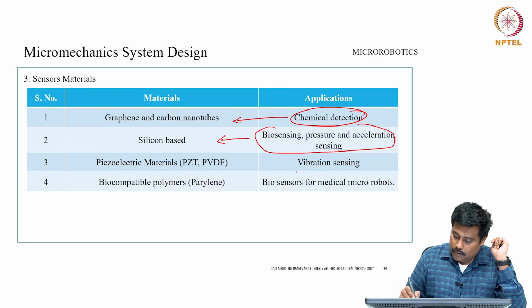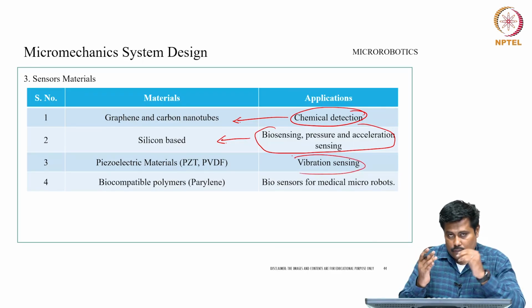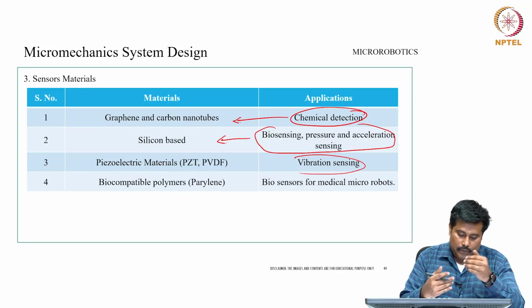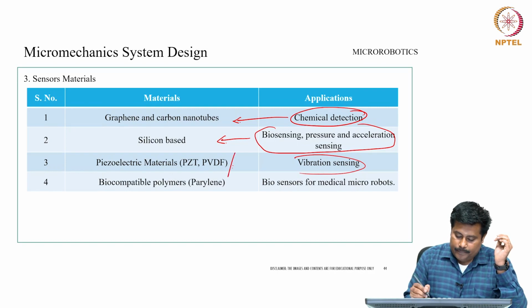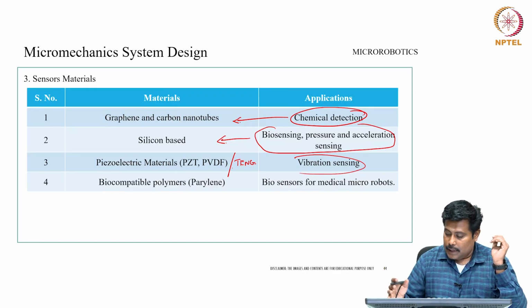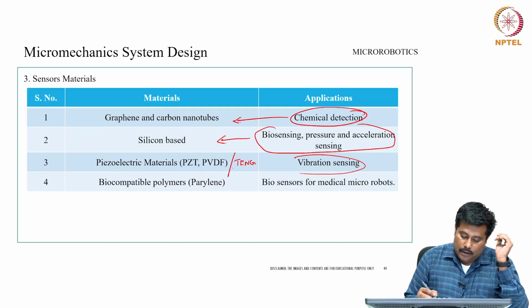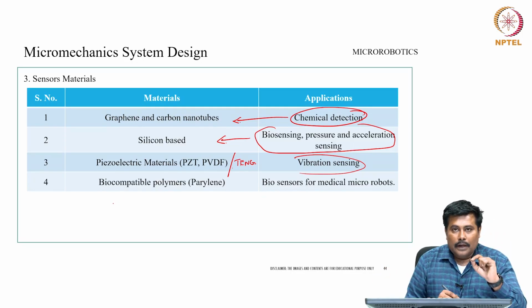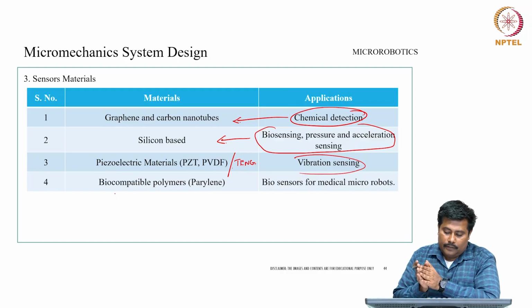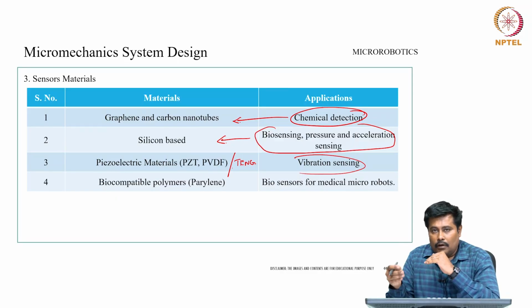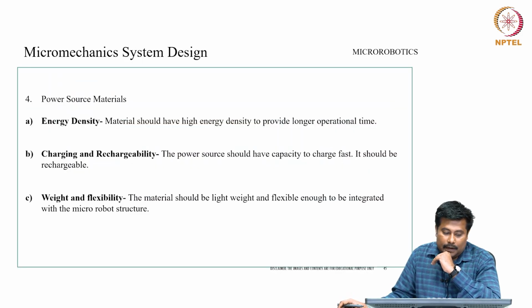Next, when we talk about vibration sensing, we have discussed this a lot before also: piezoelectric materials and triboelectric materials are considered to be promising materials for vibration sensing related applications. Now, when we talk about a biosensor for medical biorobotics, these biocompatible polymers play a vital role. These biocompatible polymers are capable of being deployed for different applications as well as different characteristics.